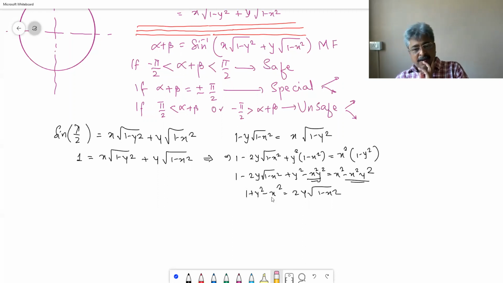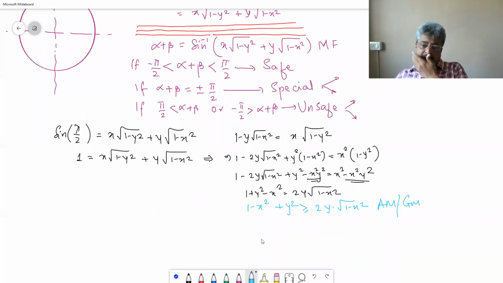1 minus x square plus y square upon 2 is always going to be greater than or equal to 2 times y into radical 1 minus x square. Okay, using AM-GM. Equality holds. Therefore these two must be equal. This implies 1 minus x square is equal to y square.